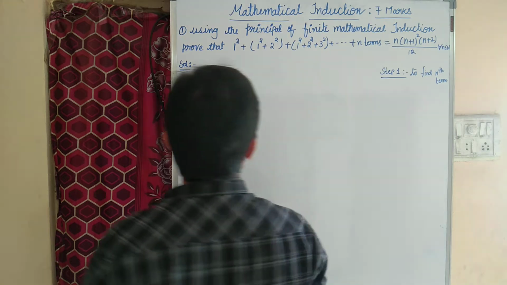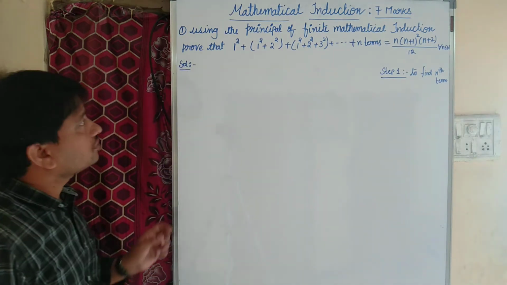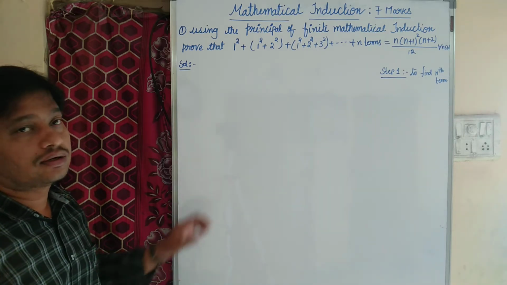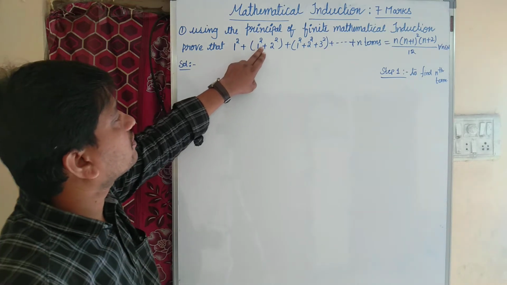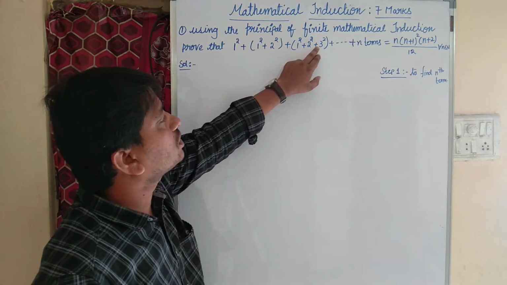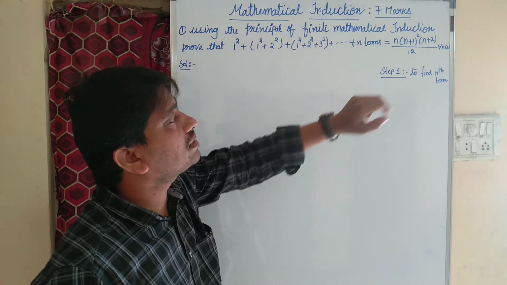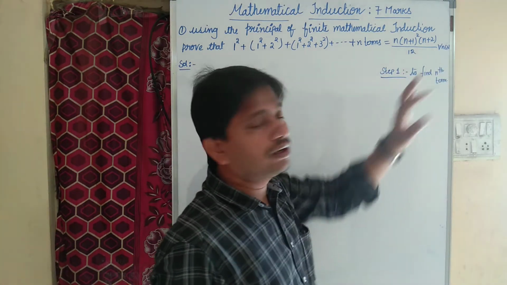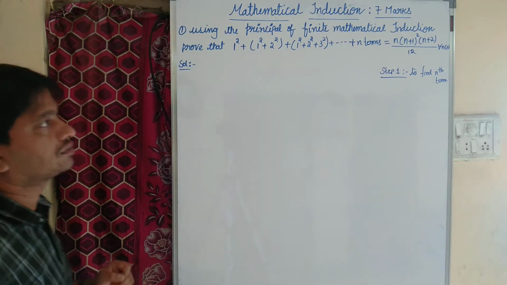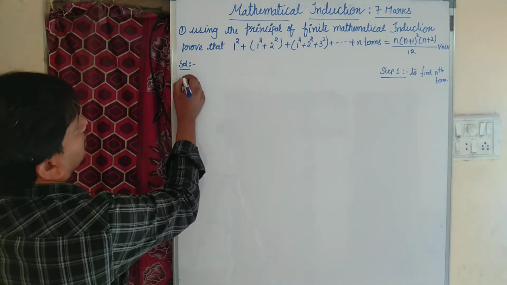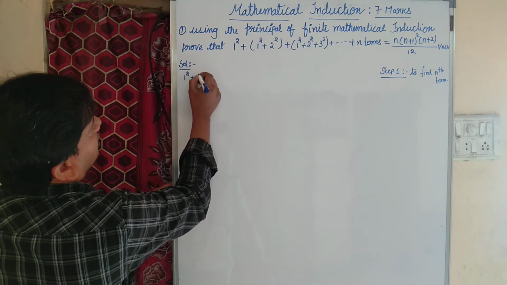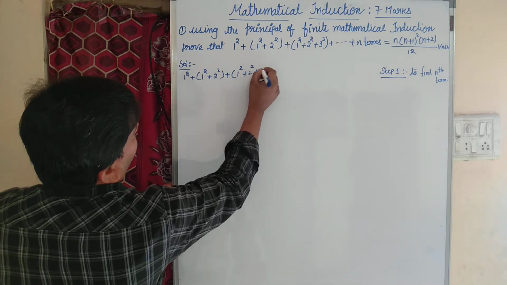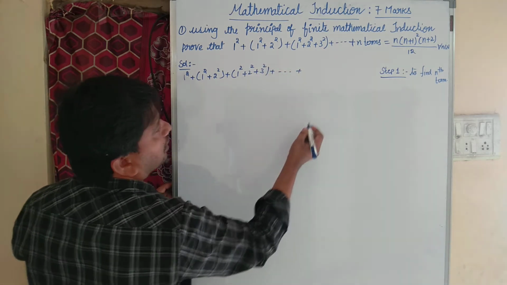See, in this manner they'll ask the question. Using the principle of finite mathematical induction, prove that 1 square plus 1 square plus 2 square plus 1 square plus 2 square plus 3 square plus and so on n terms equal to n into (n plus 1) whole square into (n plus 2) by 12 for all n belongs to N. So given S of n is 1 square plus 1 square plus 2 square plus 1 square plus 2 square plus 3 square plus and so on n terms.